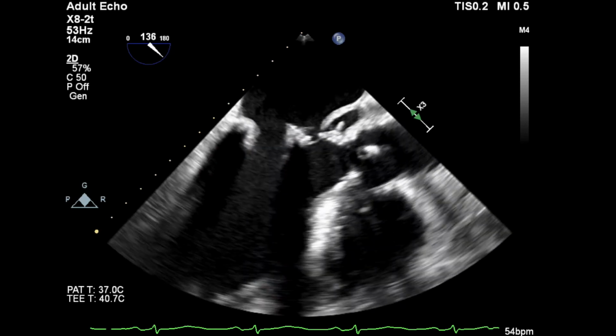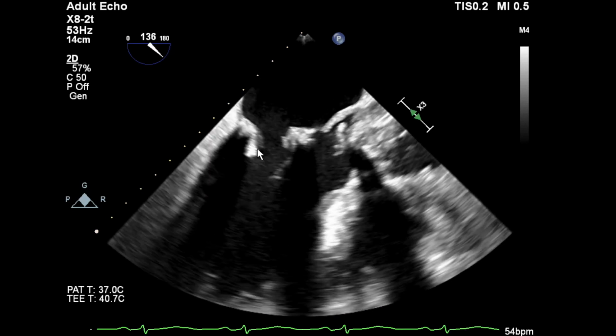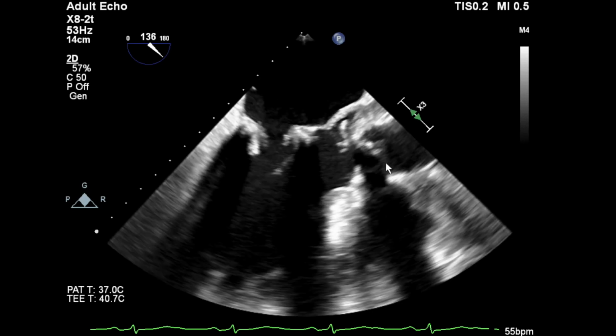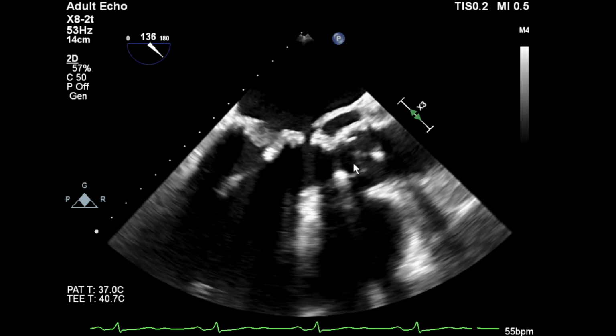And so if I just stop here, I'm going to orientate you. So you've got the mitral valve prosthesis here. You can see we're doing some contrast injection in the aorta here. You can see the aortic valve prosthesis here. You can see the leaflets moving. I'm just moving the probe around.